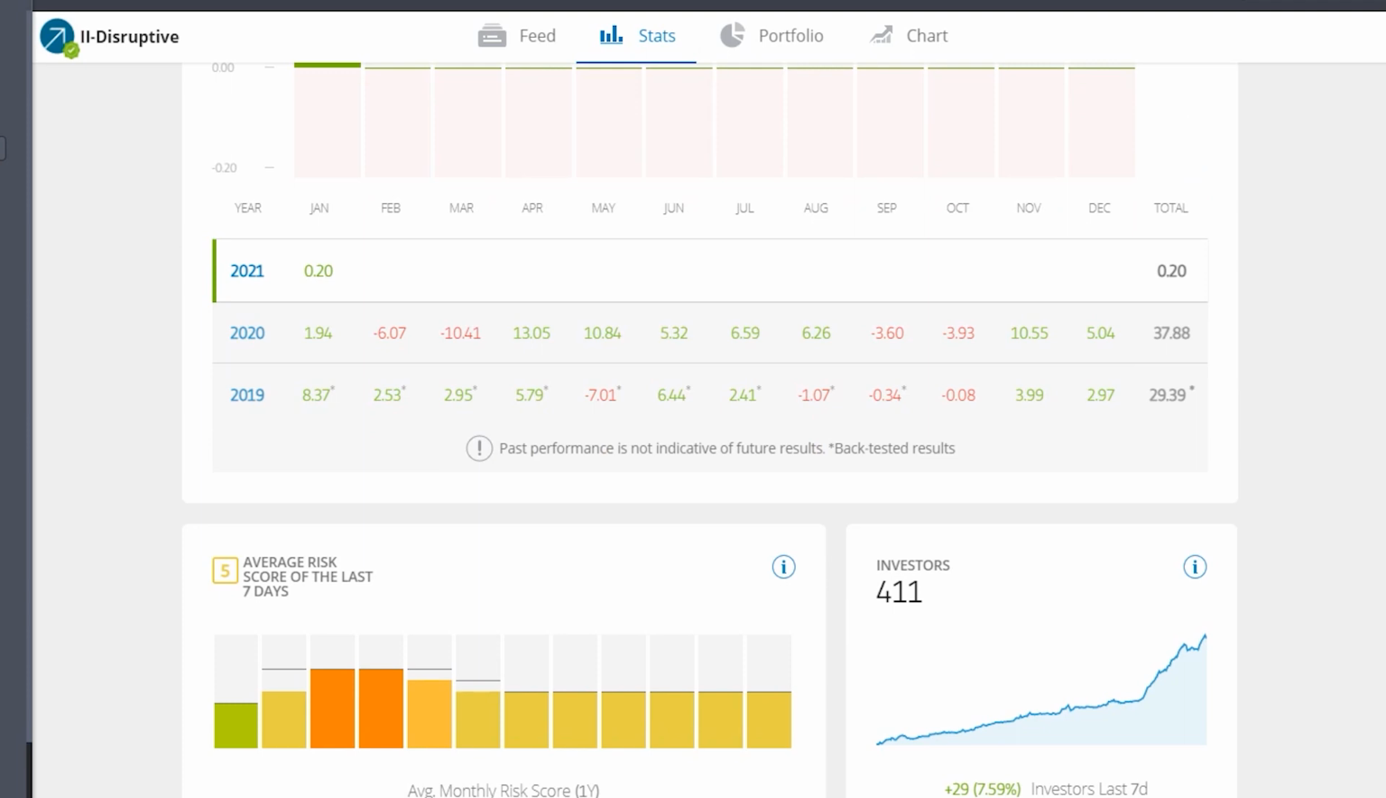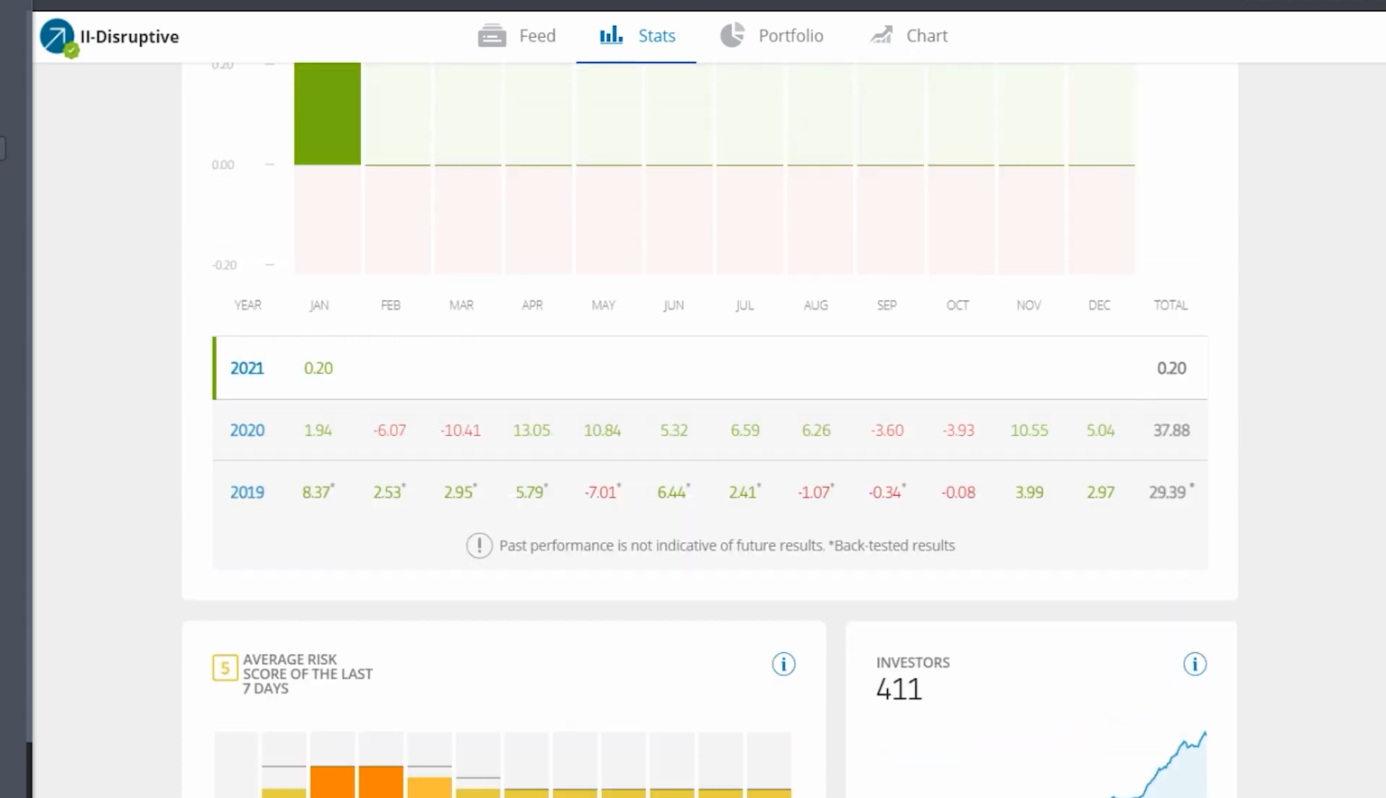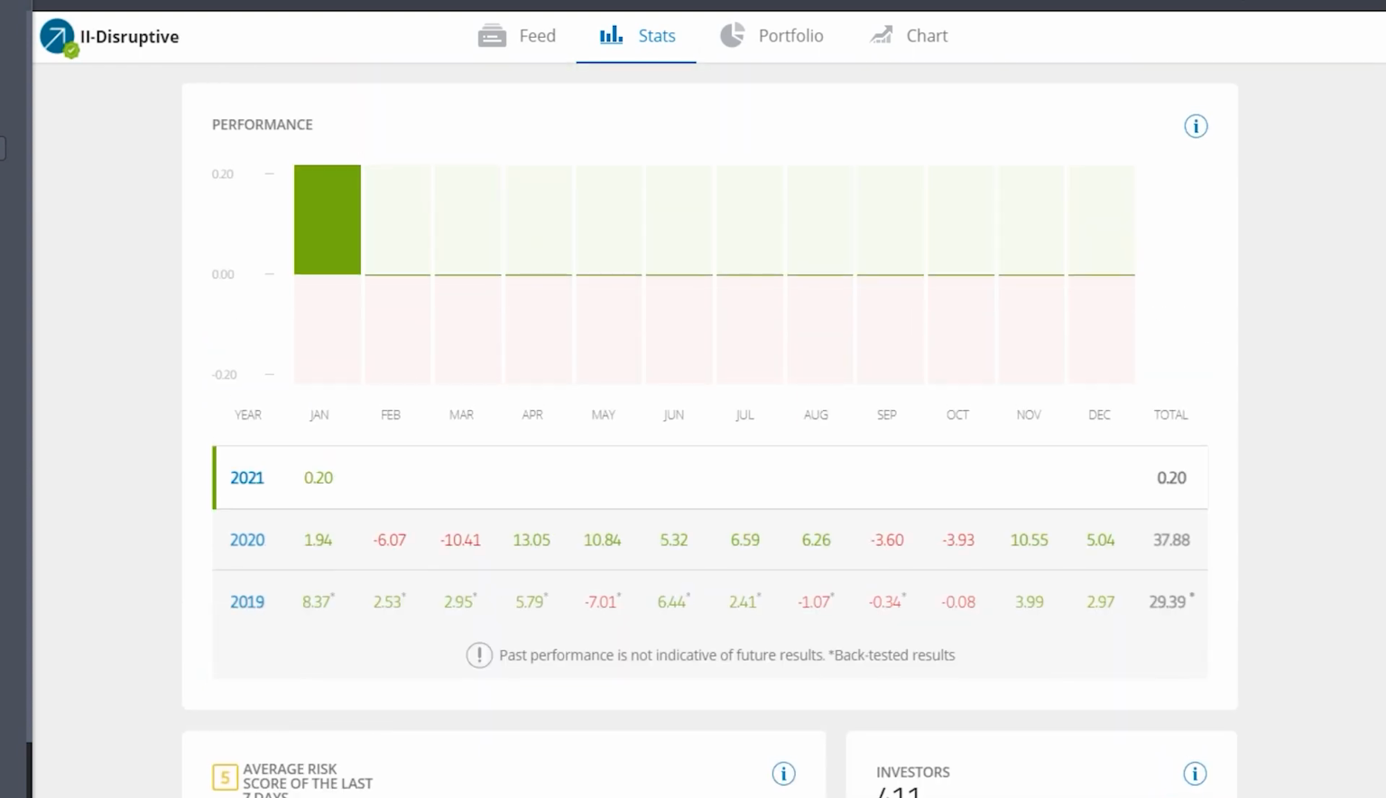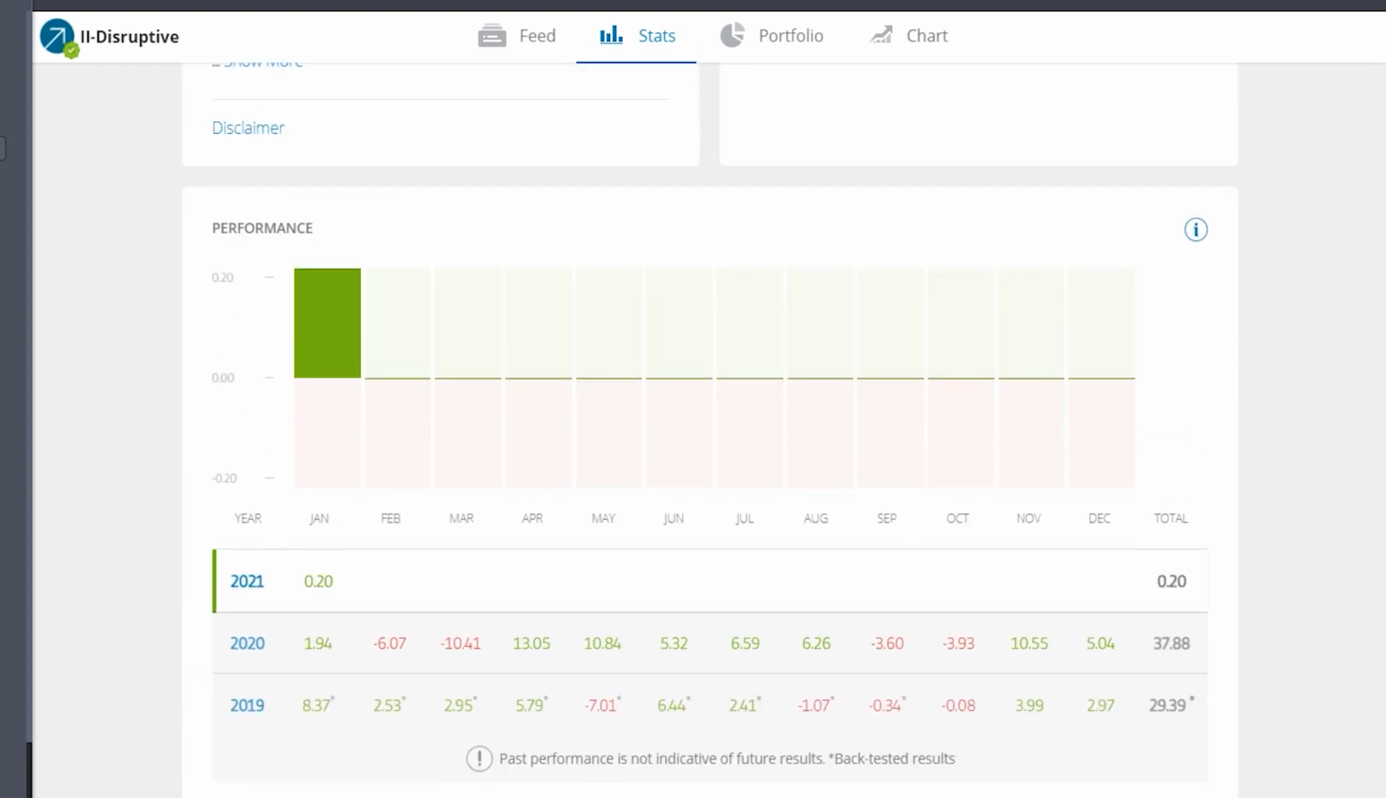So look at the stats first. It only started in 2019. Can't go back any further. 29% with an asterisk, back-tested results. 37% for last year, and 0.20 for January. So, I mean, that's not looking amazing to me. Let's see what else they got.